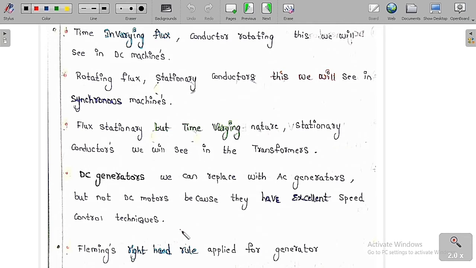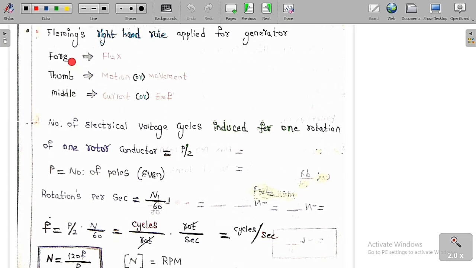So therefore we can say that we can replace the DC generators by AC generators, but we can't replace the DC motors by AC motors, because DC motors have excellent speed control techniques. See, I have already told this important concept.